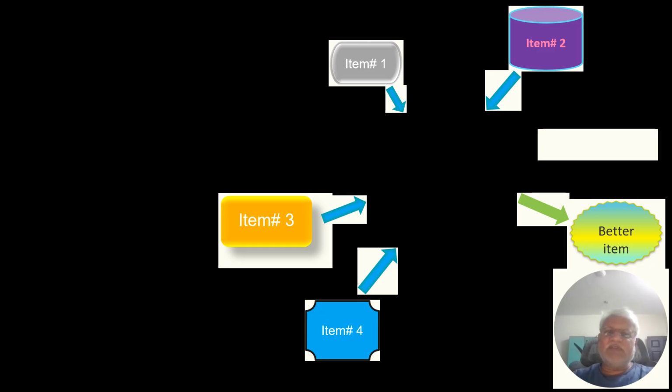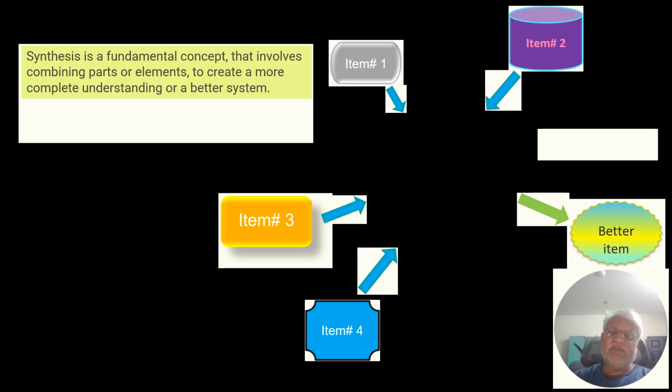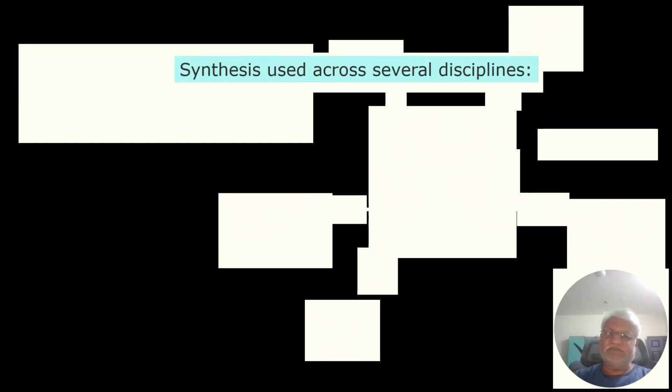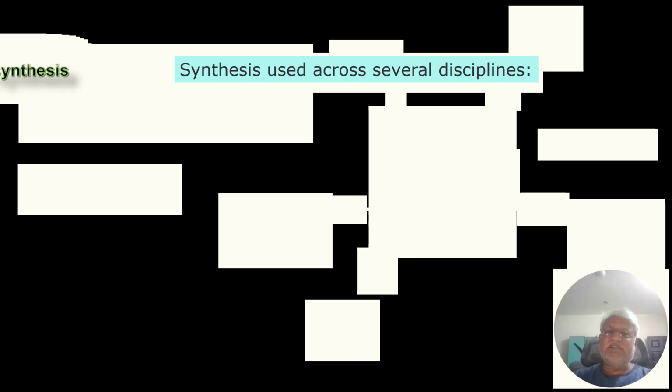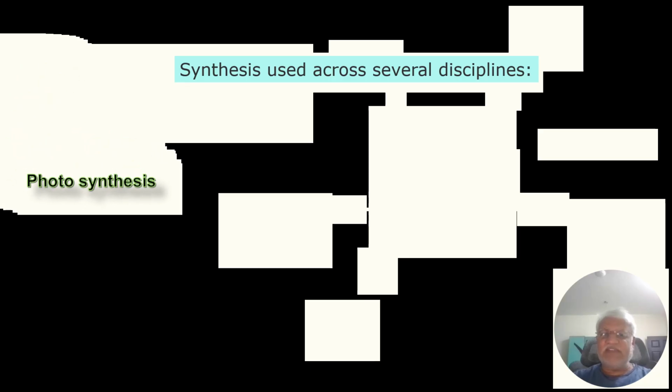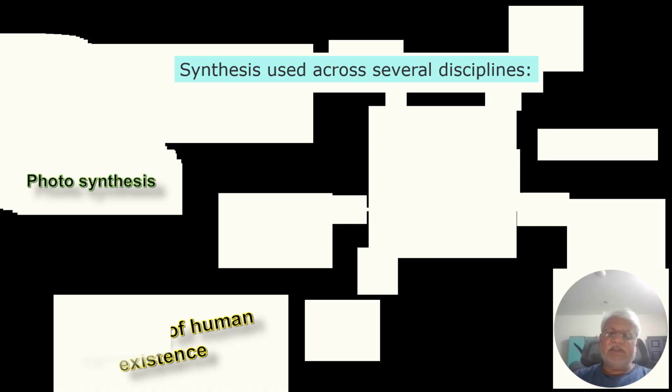So let us go a little bit deeper into this synthesis concept. Synthesis is mainly to achieve a higher level truth. This is commonly used in science and philosophy as well. In day-to-day life, we have also come across photosynthesis many times, which is used mainly in plants. Aside from that, synthesis is also used in human existence.